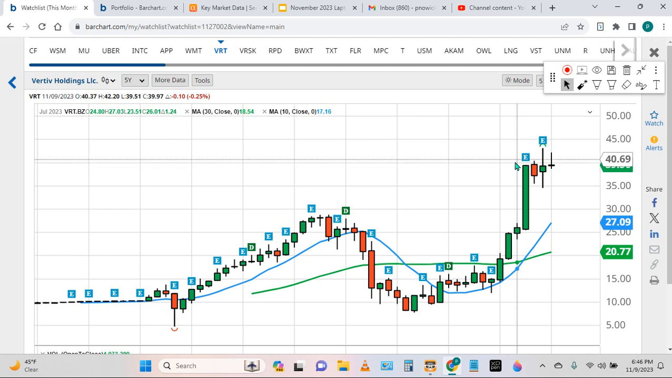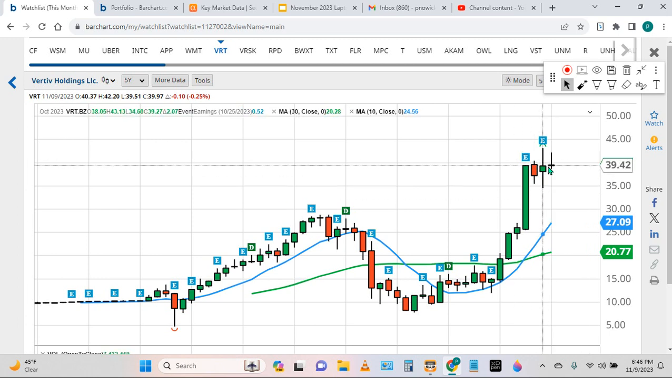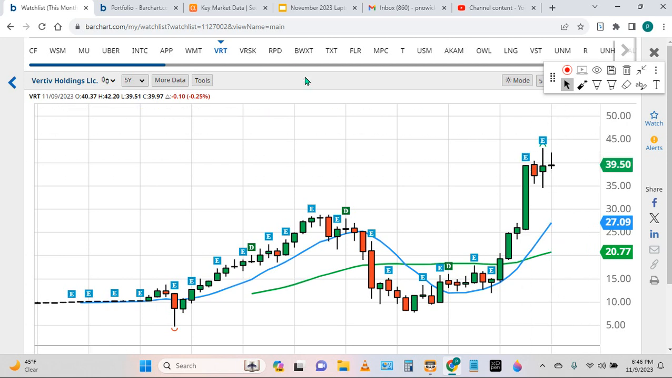But if we get a continuation pattern and we get a large green candle, I would also buy that. If this shows more strength to continue higher, I would consider that. But right now, it's probably too far, what's called too far, too fast. So that's one to watch.